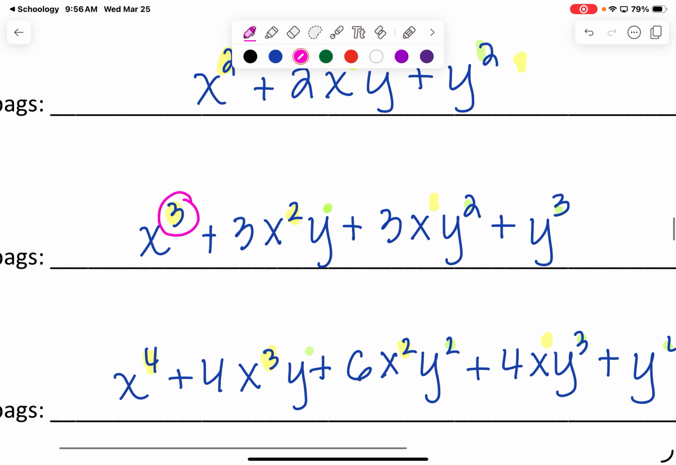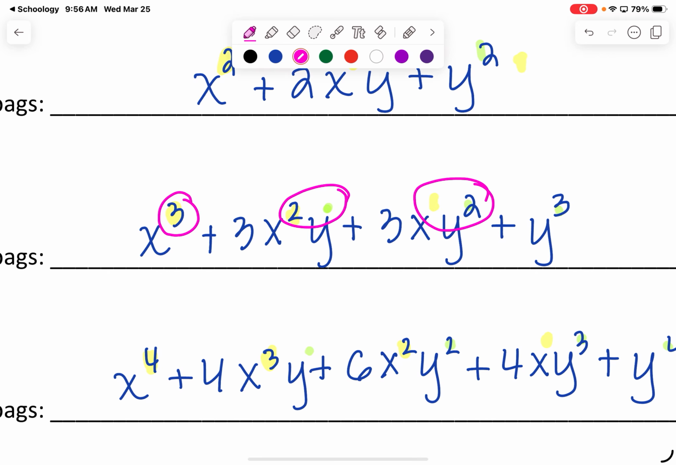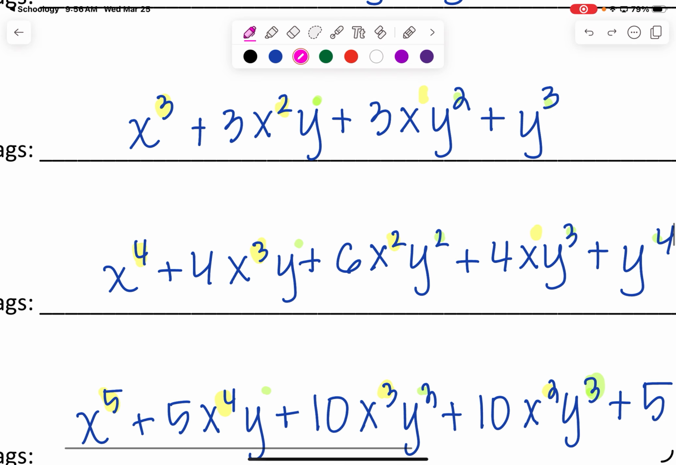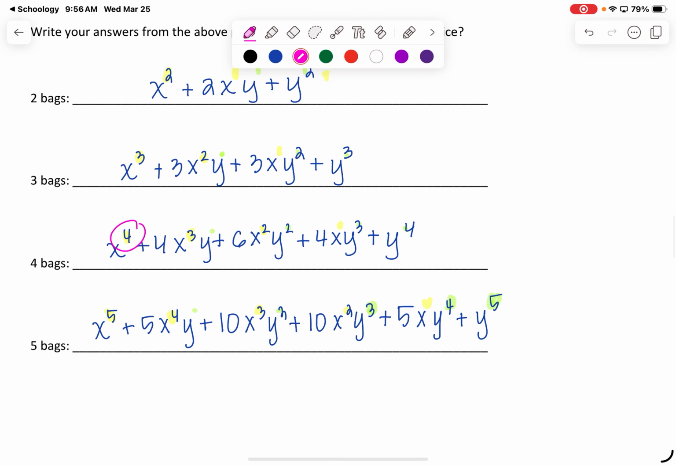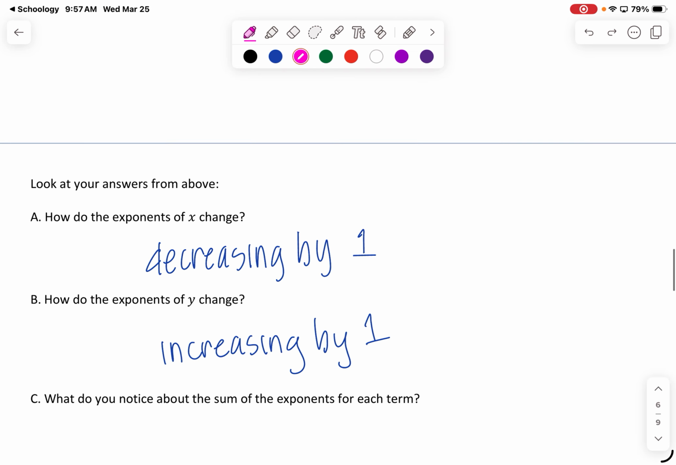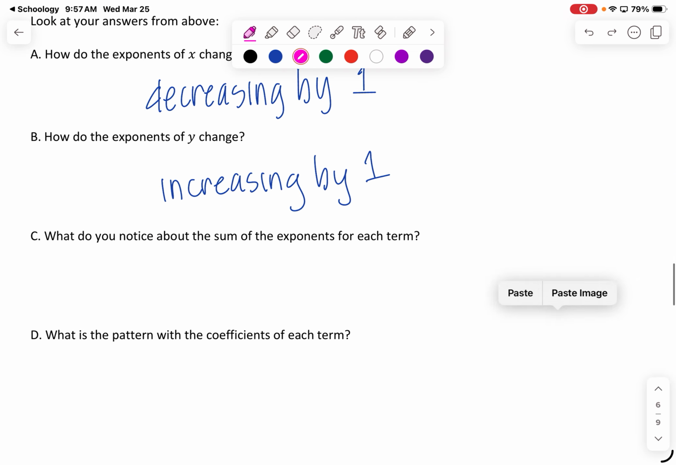This is 3, 2 and 1, which is 3, 1 and 2, which is 3, and 3. 4, 4, 4, 4, 4. And then 5, 5, 5, 5, 5, and 5. So the sum of the exponents is equal to the amount of bags there were.